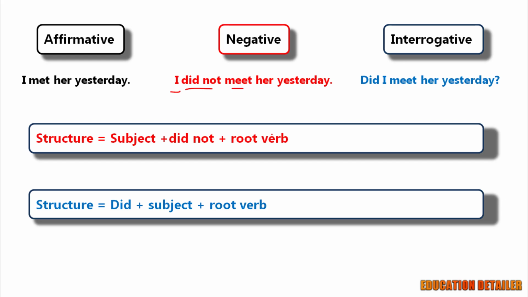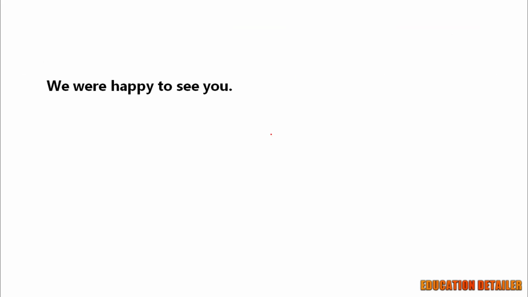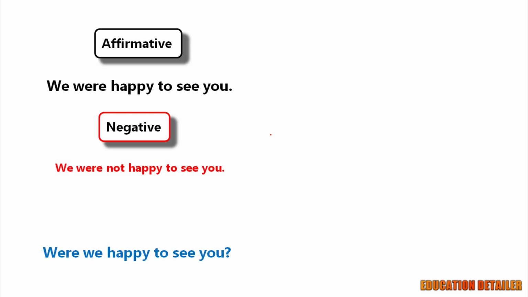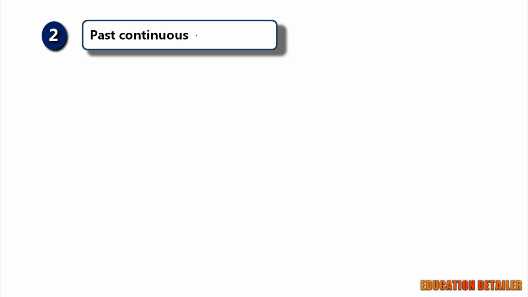Remember the most important thing. When the simple past tense is with the verb to be, we do not use the auxiliary did. Like, we were happy to see you. Affirmative. The negative is we were not happy to see you. Were we happy to see you? Interrogative.